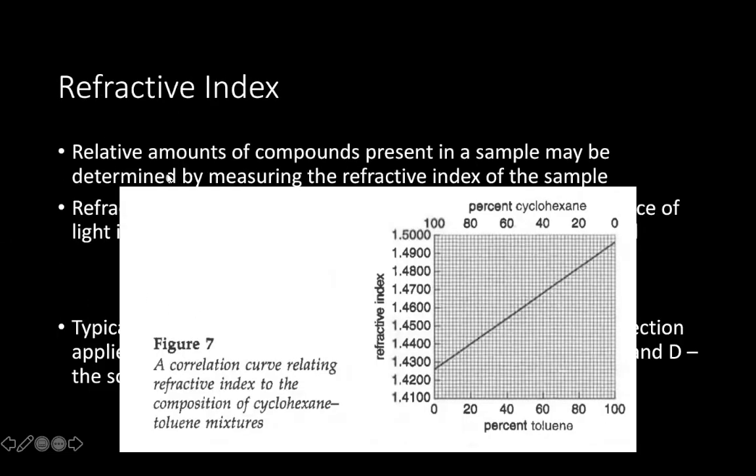As I said earlier, you will be measuring the 2 different fractions that you're collecting. So we'll collect the low boiling fraction and the high boiling fraction. And you will analyze it using refractive index, okay? Relative amounts of the compounds present in a sample can be determined by measuring the refractive index of a sample, and we see here in figure 7 a correlation curve that you can refer back to, to help identify how pure your compound is based on your observed refractive index.